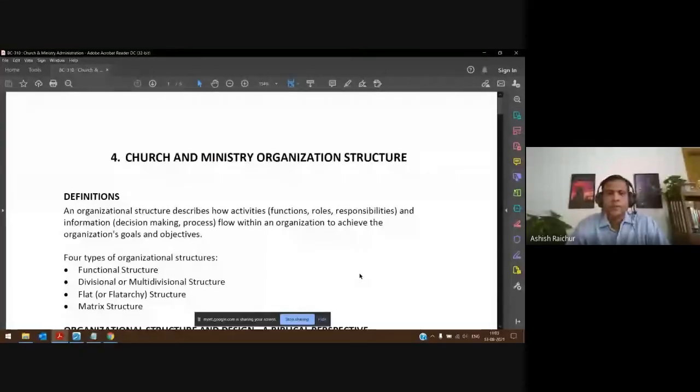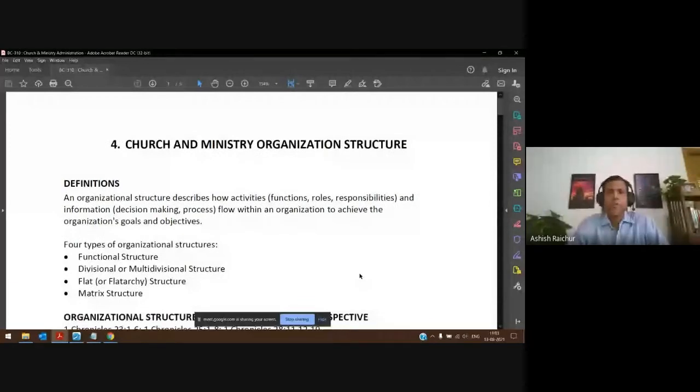So we will now go into the next chapter, the next topic, which is organizational structure. Right? I'm going to try and share the PDF. This, of course, has been put out as a PDF in the classwork section. So I am sharing the notes. It's already available to you. Hopefully you can see it. Right. So we want to talk about church and ministry organization structure.